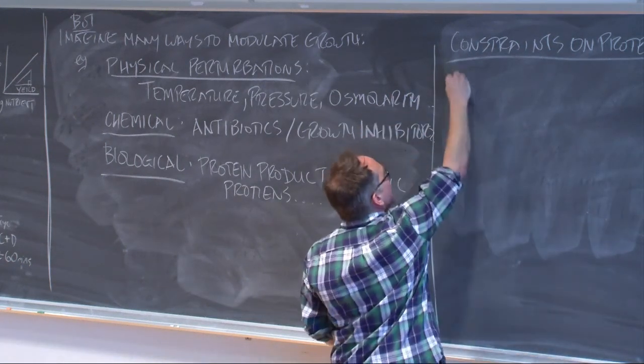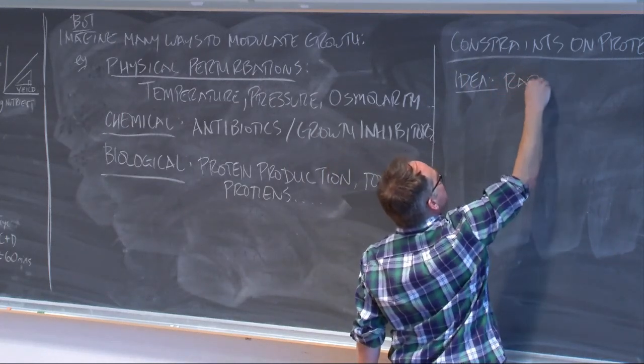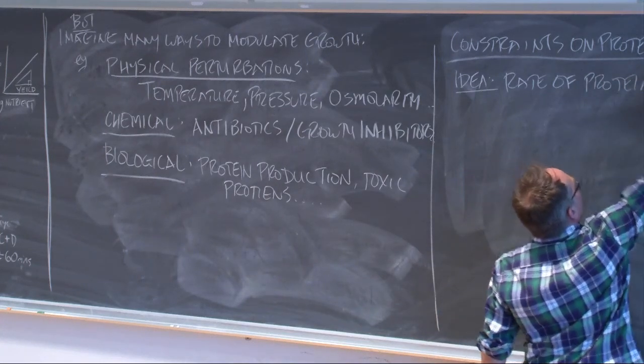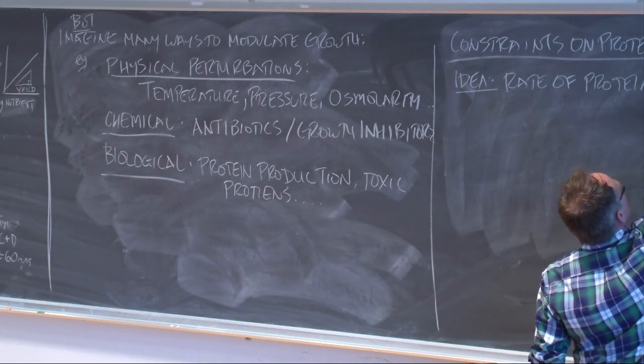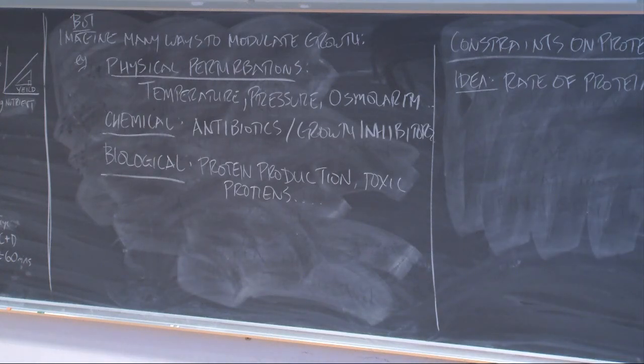And so we had this idea that the rate of protein synthesis is linearly proportional to the number of active ribosomes in the cell. This was something that Magasanik and Neidhardt inferred from their linear relationship between the RNA to protein ratio. I'm going to remind you of all this in a second. But now we know mechanistically that this is true.